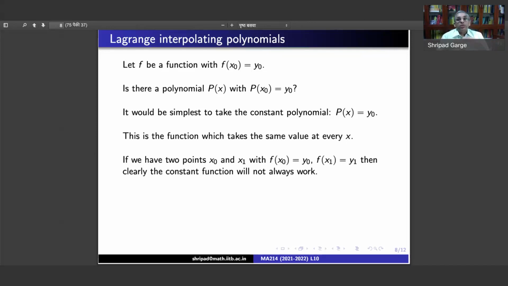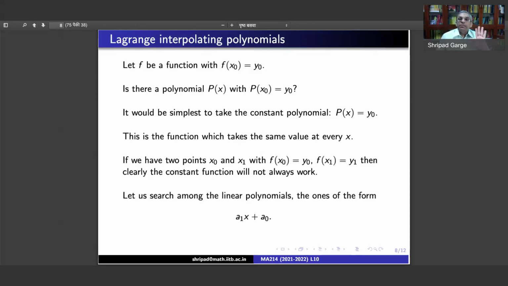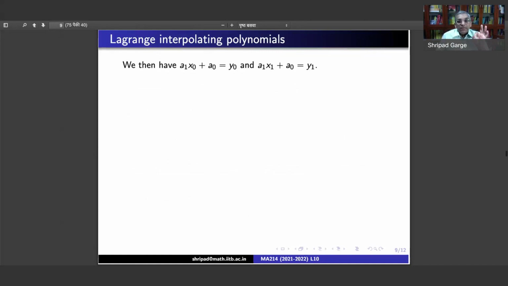So what we should then do is to try for a slightly more general function than the constant function, and those are the linear polynomials. These are the linear polynomials which will have a constant term, and they will also have the term involving x. So they will be written as a1x plus a0. Okay, so this is our polynomial a1x plus a0, and its value at x0 is y0. So we would have that a1 x0 plus a0 equal to y0, and the value at x1 is y1. So we will have a1 x1 plus a0 is y1.